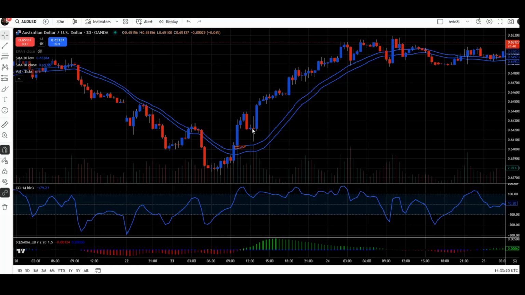Now, another tool that I use is the 8-period EMA. So whenever the market is starting to trend, what I would do is also put in the 8-period EMA as well.